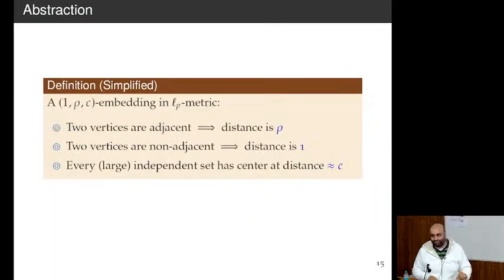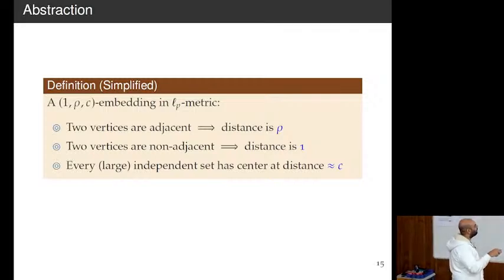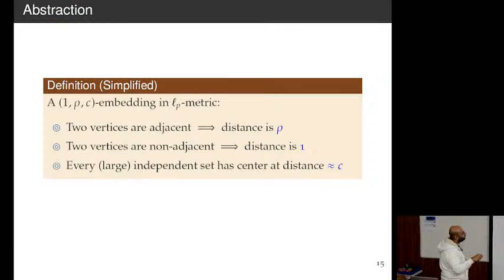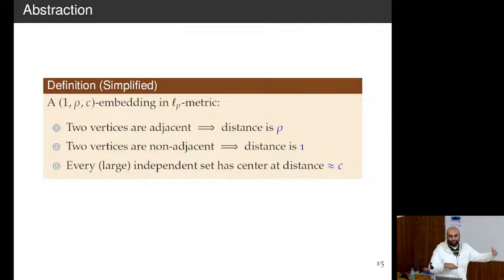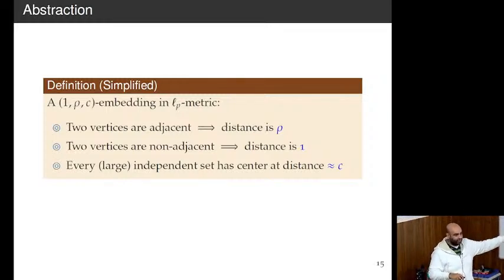I want to abstract what we just saw as a reduction. So what we really want in the L_p metric is some one-to-C embedding, where if 2 vertices are adjacent, their distance is at least rho. If 2 vertices are not adjacent, then their distance is 1. And every large independent set has a center at roughly distance C. I'm simplifying, I'm definitely lying, but let's take this as roughly the main ingredients that are needed to prove things in general.